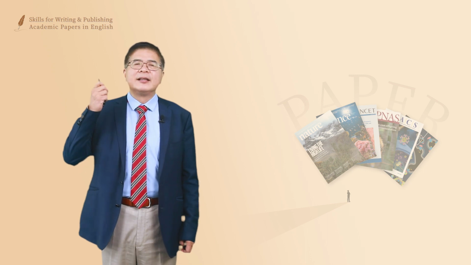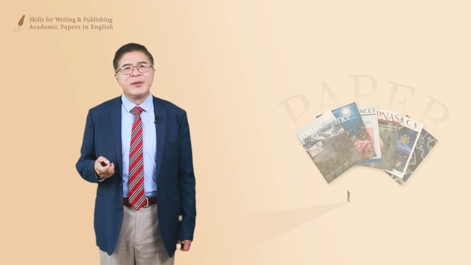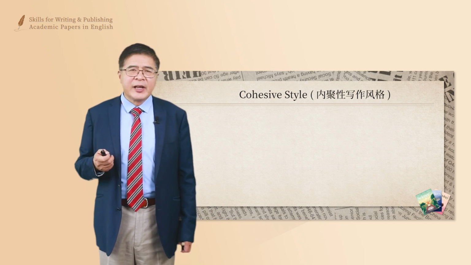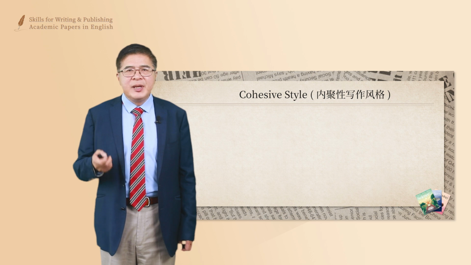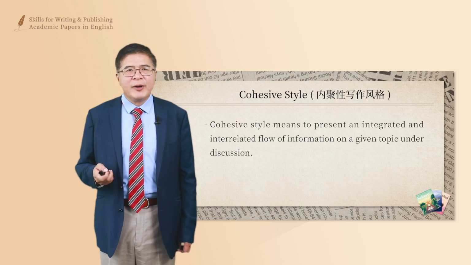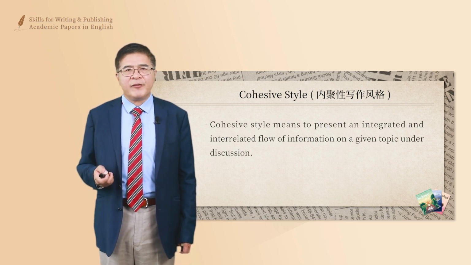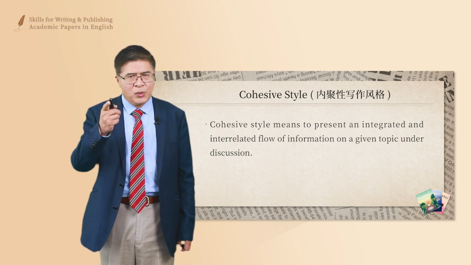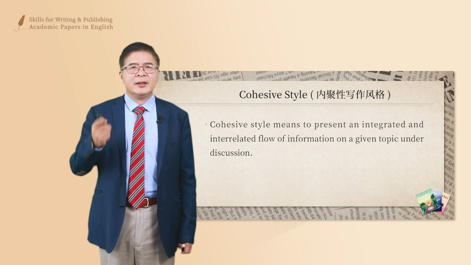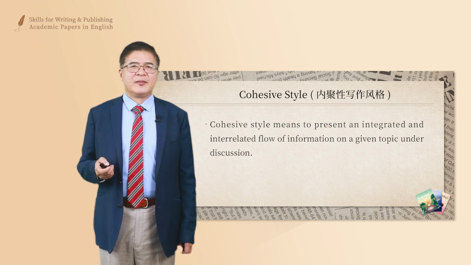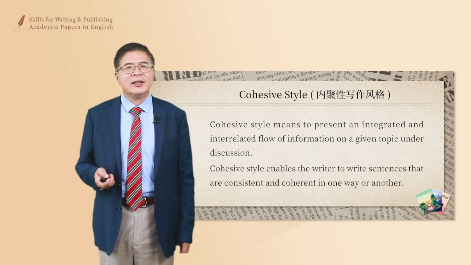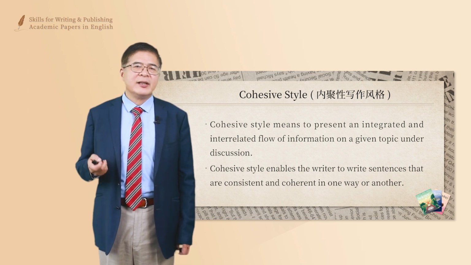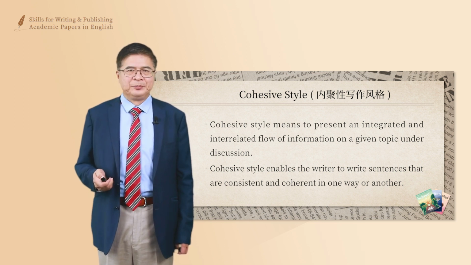The sixth thing that a writer has to keep in mind is the cohesive style. Specifically, cohesive style means to present an integrated and interrelated flow of information on a given topic under discussion. The key words are interrelated and integrated. And a cohesive style enables the writer to write sentences that are consistent and coherent in one way or another.